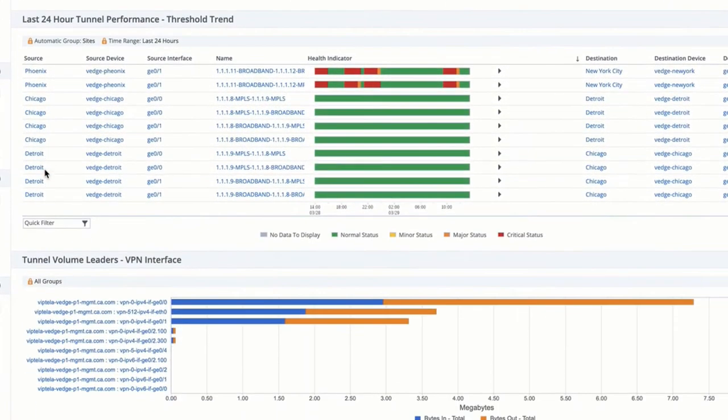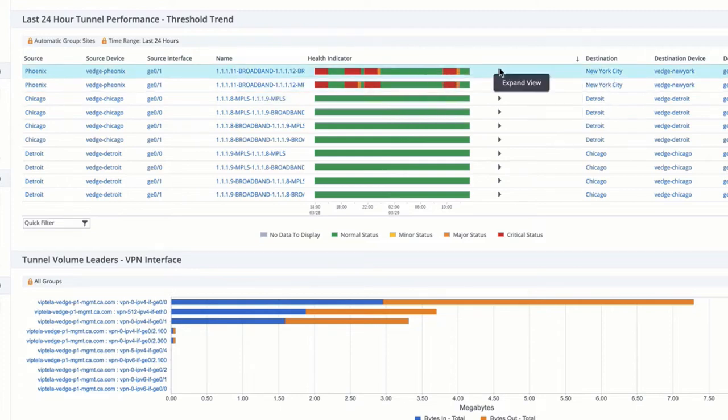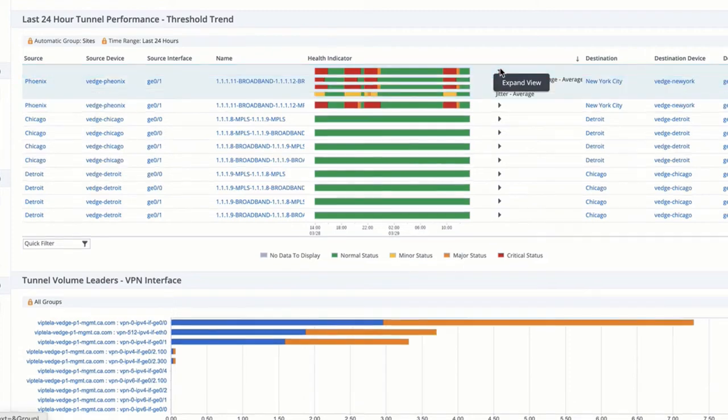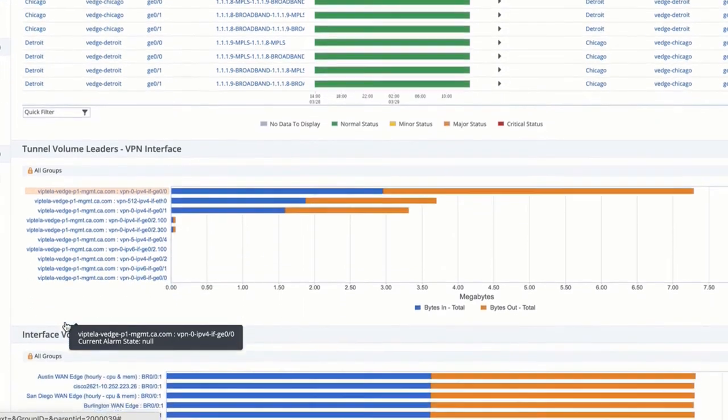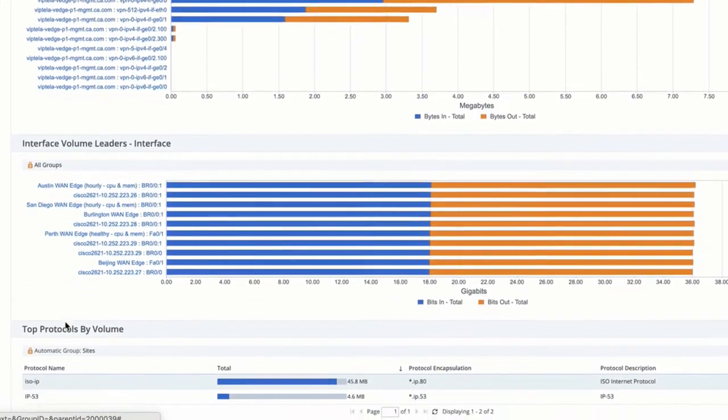The innovative threshold trend provides me with clear insights to understand patterns that have emerged within my SD-WAN environment. This is especially helpful when looking at broadband connectivity, given the non-guaranteed nature of that mechanism. I can expand to look at performance trends across key metrics such as packet loss, latency, and jitter. I can see volume leaders related to my VPNs and tunnels. I can look at the volume leaders for my interfaces.